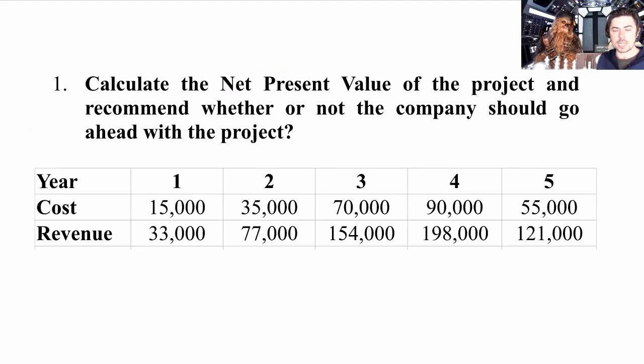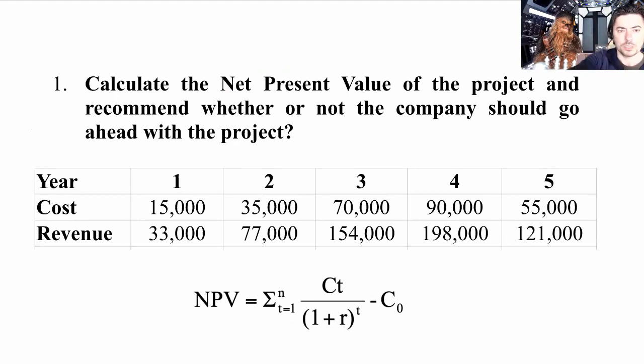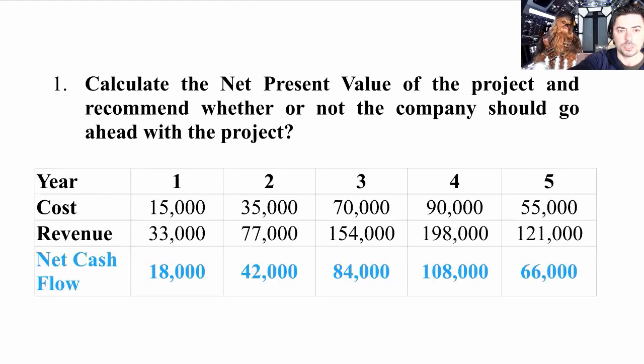And then I need to calculate my net cash flow. If you recall the net present value formula, the letter C in there is my net cash flow, which means it's my revenue minus my costs, or my inflows minus my outflows. And that's how I got my 18,000, 33 minus my 15, 77 minus my 35, etc. All the way to year 5, 121 minus my 55,000 gives us the 66,000. So I'm going to work with that.